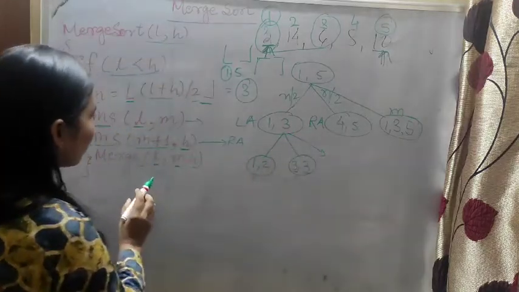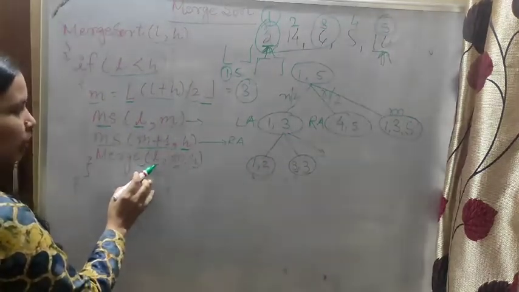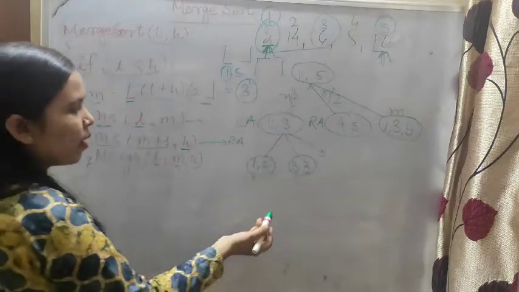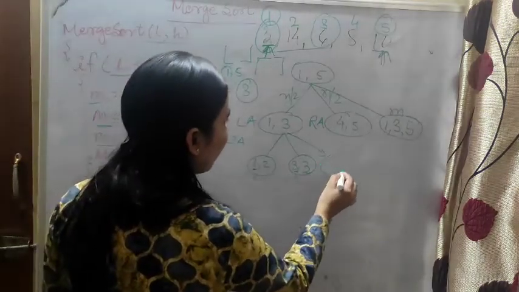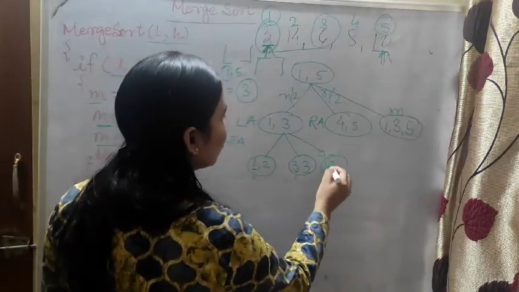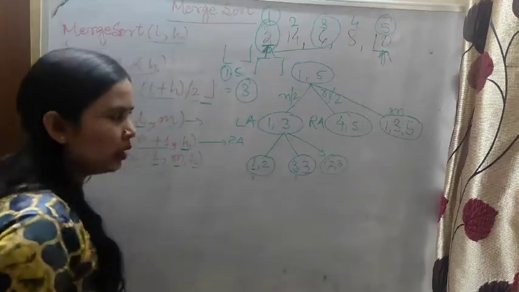And what is the merging process? The merging process takes the first element, the middle element and the last element. What is the first element? 1. The middle element is 2 and the last element is 3.